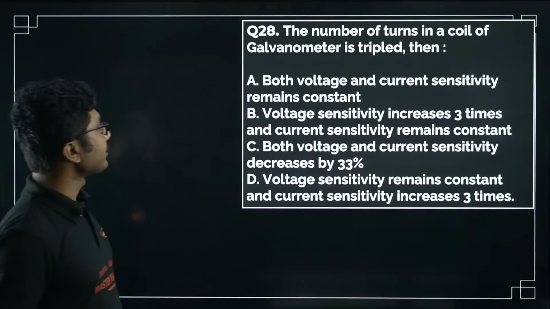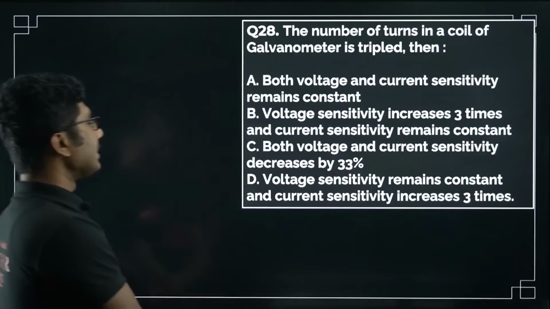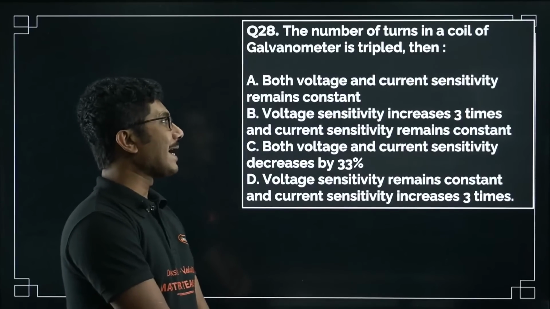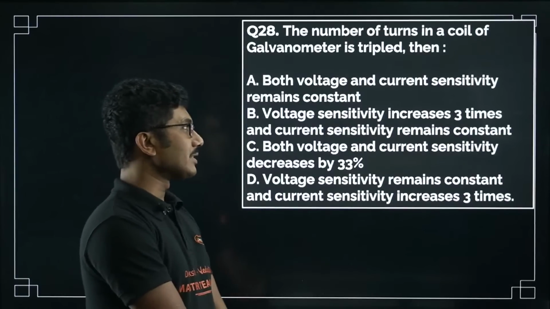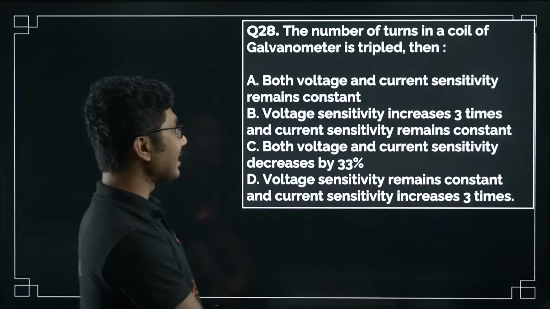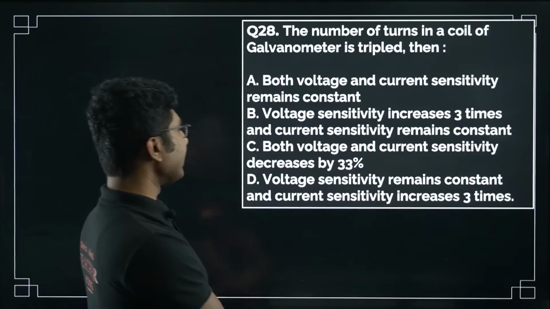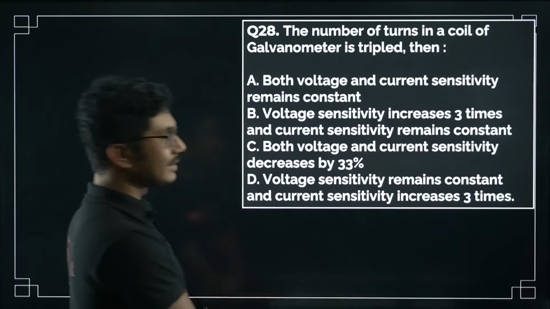Okay, now next question. The number of turns in the coil of a galvanometer is tripled, then both voltage and current sensitivity remain constant. Voltage sensitivity increases 3 times and current sensitivity remains constant. Both voltage and current sensitivity decrease by 33%. Voltage sensitivity remains constant and current sensitivity increases by 3 times.